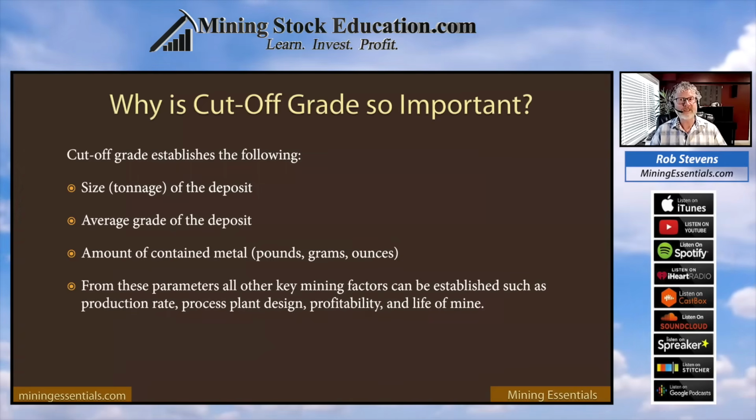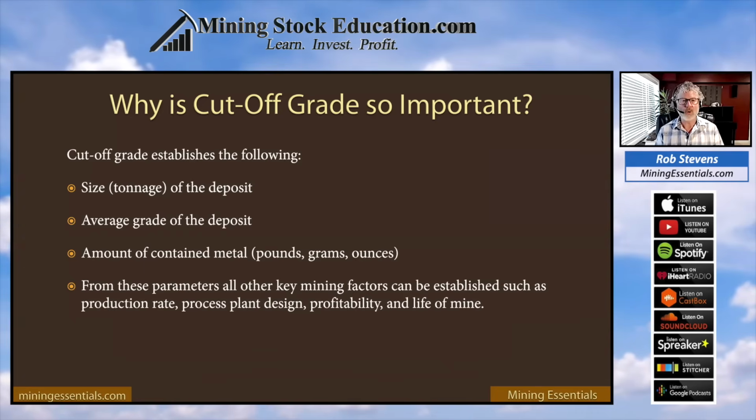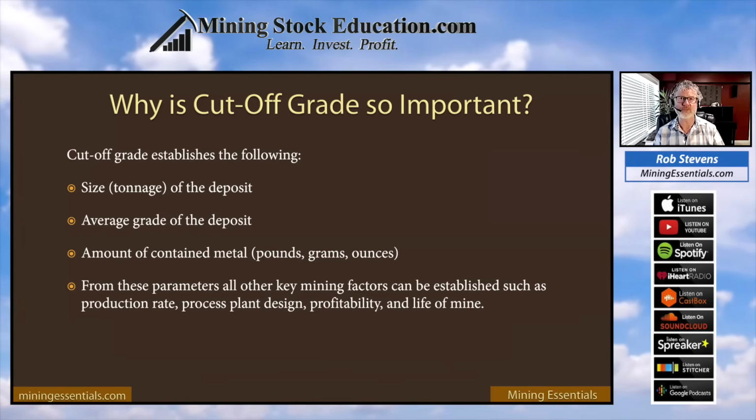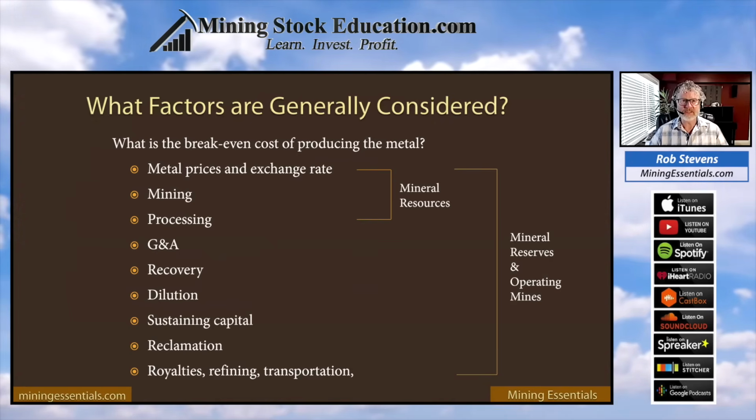All right, so why is cutoff grade so important? Well, essentially the cutoff grade is going to set the size of the deposit and the average grade of the deposit, because only that rock above the cutoff will be included in the resource estimate. So that'll constrain the size and the grade. It controls the amount of contained metal in the deposit. And then from those parameters, essentially your resource estimate, all other parts of a mine are going to be established. So production rates, process plant design, profitability, life of mine, etc. So it really is a key parameter in establishing not only your resources and reserves, but much of your mine plan.